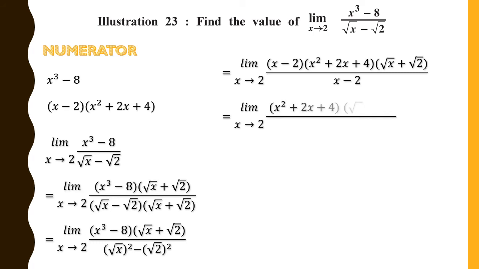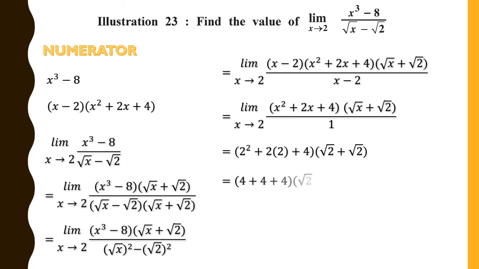Before I do that, I have just cancelled them for the sake of simplicity. Now I will put the value of 2 into the equation. So 2 square plus 2 into 2 plus 4 into root 2 plus root 2. So at every place where x was there, I have replaced it with 2. I will be simplifying it. It's a very simple thing.